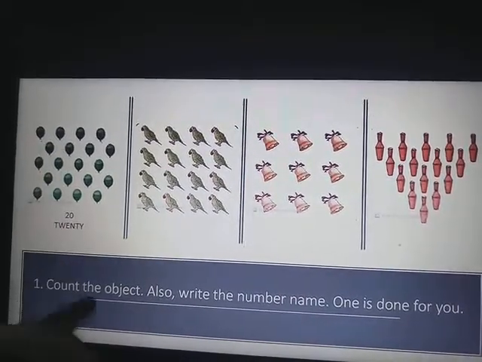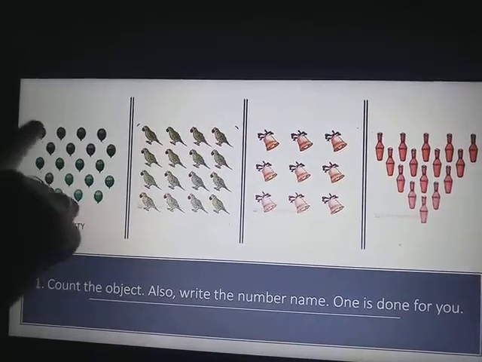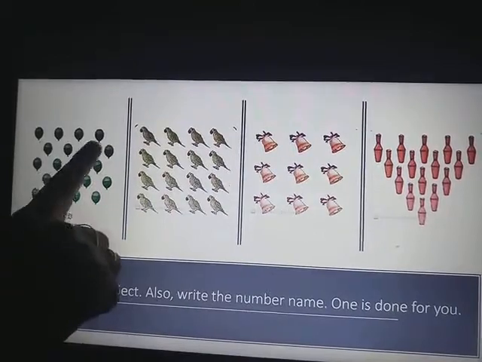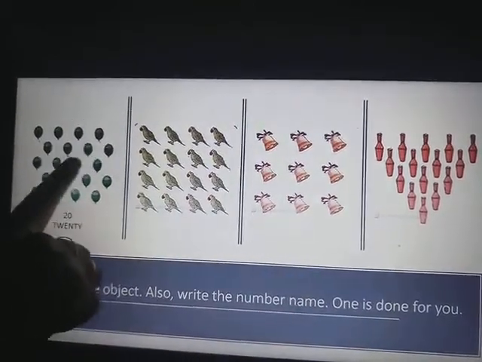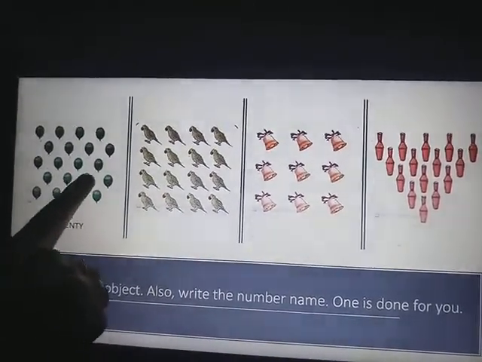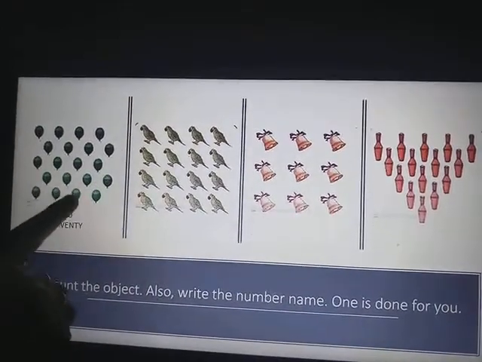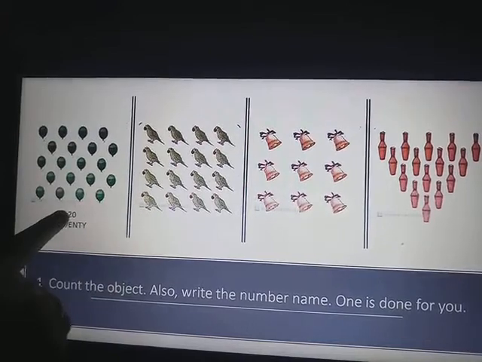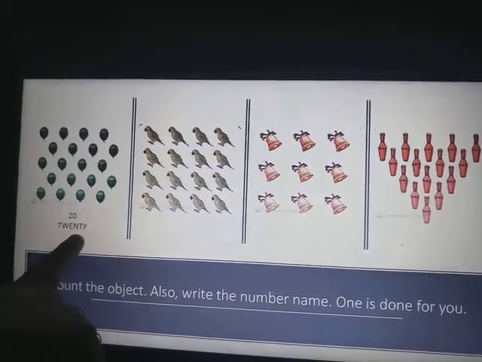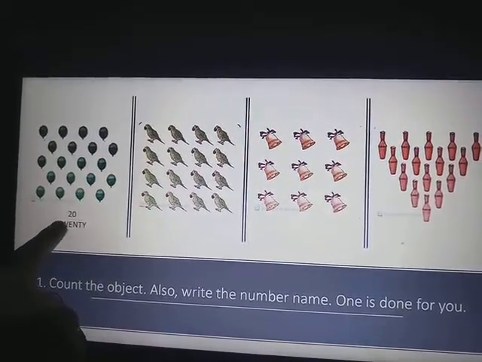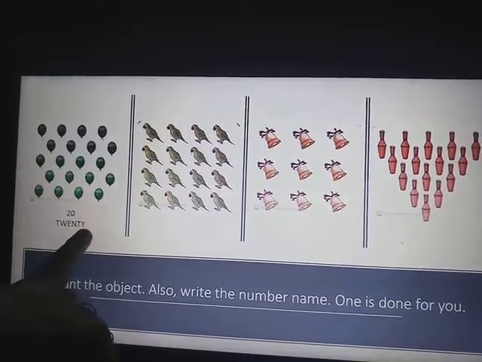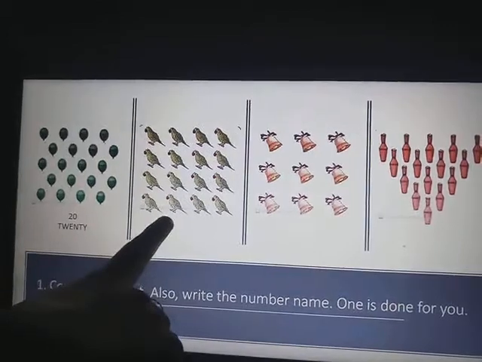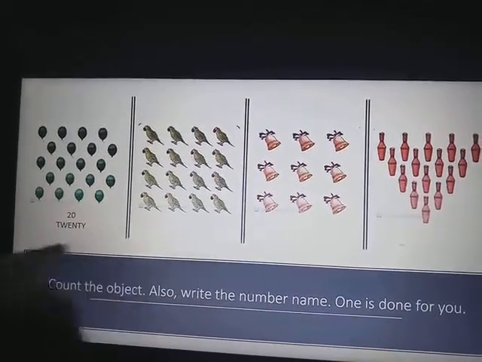First of all, count the objects. 1, 2, 3, 4, 5, 6, 7, 8, 9, 10, 11, 12, 13, 14, 15, 16, 17, 18, 19, 20. There are 20 balloons, no? So here it is written 20 and the number name also, twenty. Like that only, you have to count, and write the number and number name.